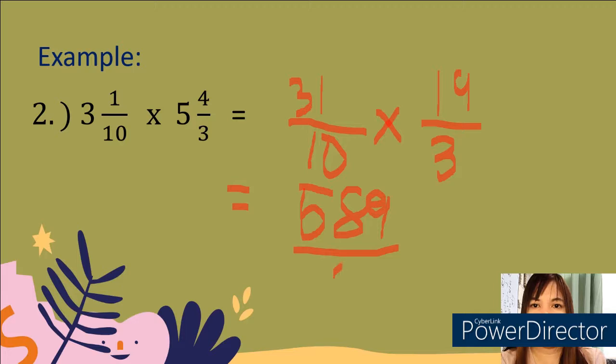So, 31 times 19, we have 589 over 30. Okay, so what did you notice? We have 589 over 30. Is it already in the lowest term, in the simplest form, or do we still need to reduce it? It cannot be reduced anymore, because 589 over 30 is already our final answer.